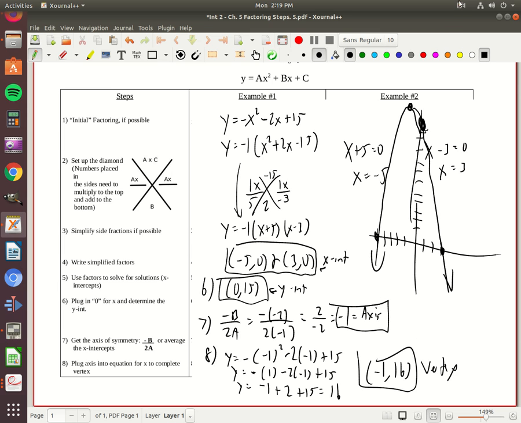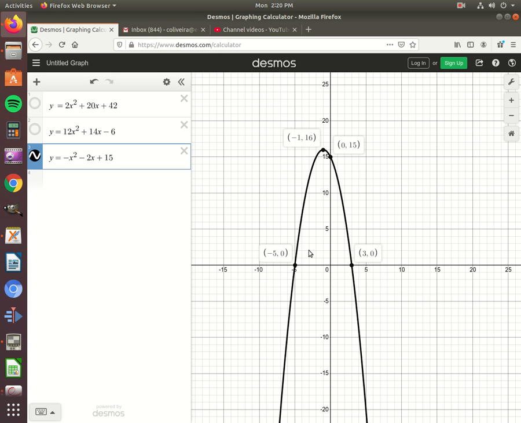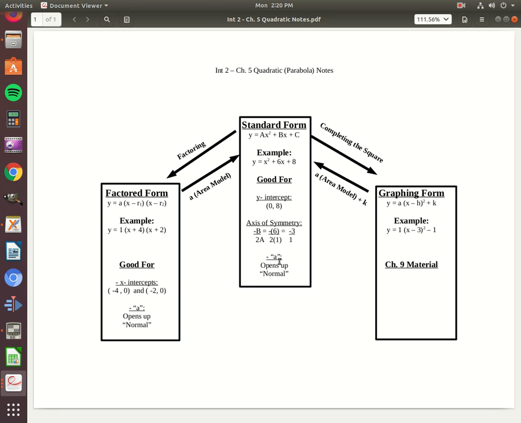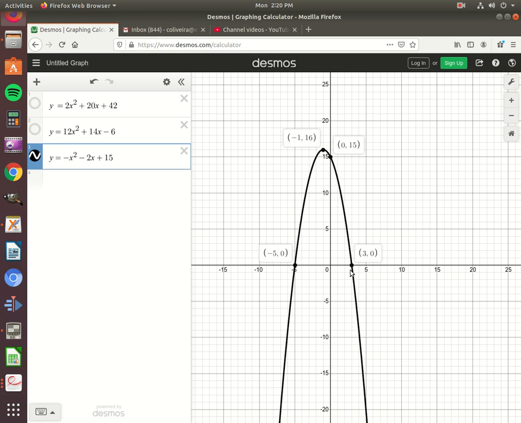So let's pause. Let me put this in Desmos and let's take a look at this. We have our vertex at -1, 16 like we expected. Our y-intercept is 15. X-intercepts are at -5 and 3. So let's go ahead and take a look here at what I had mentioned at the beginning of this video, which is that we're really going to begin to explore this A. The A is going to tell us two things: if it opens up and if it's flat or not. That's essentially the two things it's going to tell us.